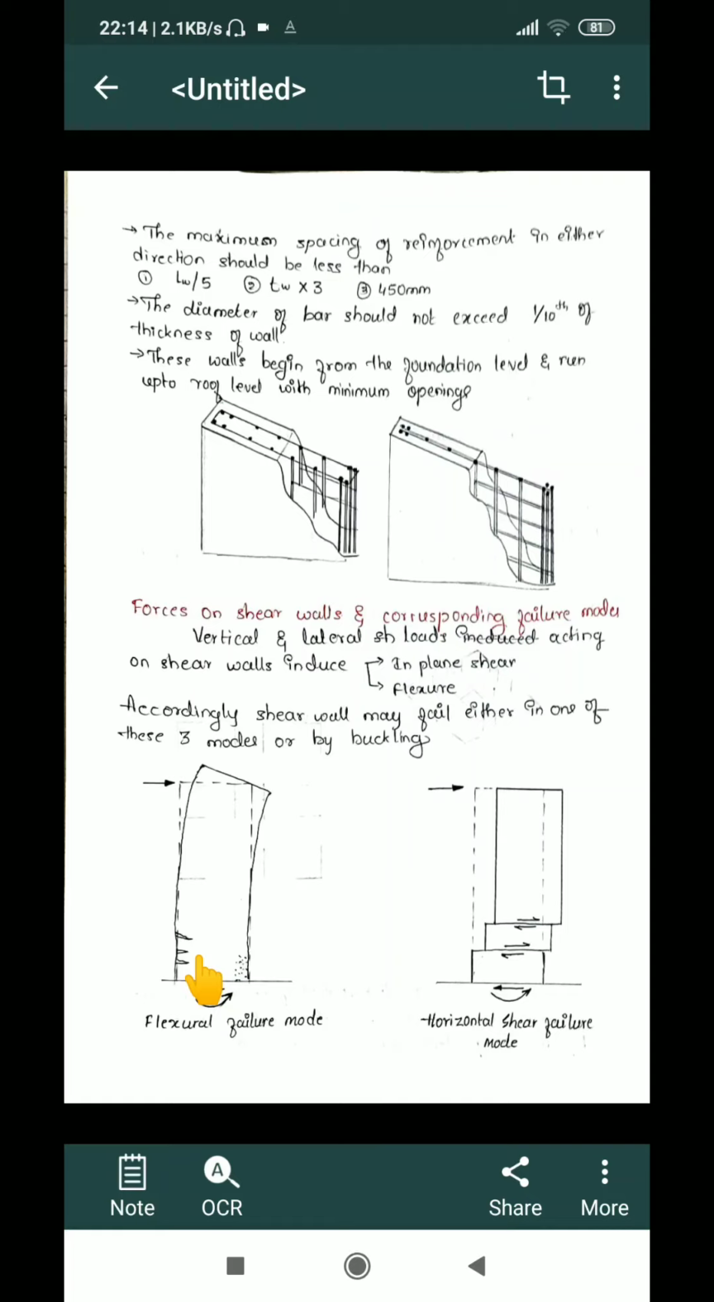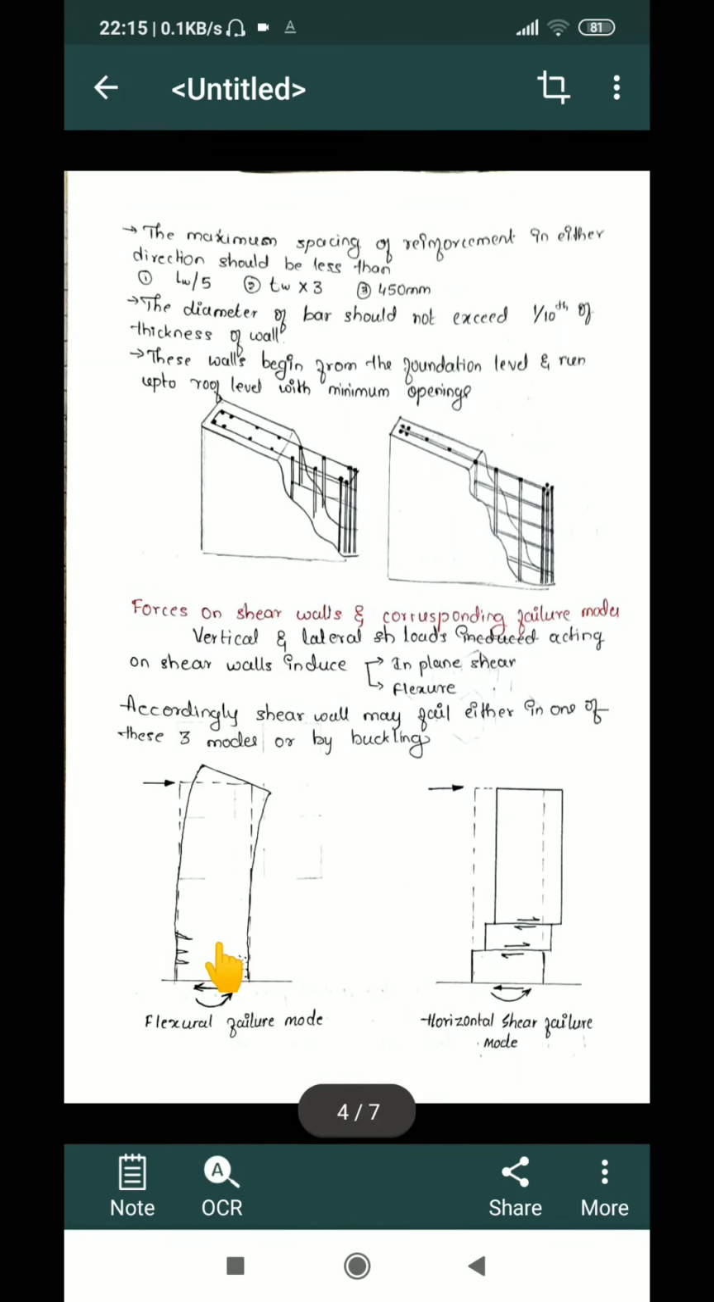When this bending occurs, there will be compression on the inner side and tension on the outer side. So this type of failure occurs because when these compressive or tensile stresses increase, cracks will occur in the shear wall, exactly like a flexure failure in a beam applied with a tensile load. A similar kind of failure occurs in shear walls.